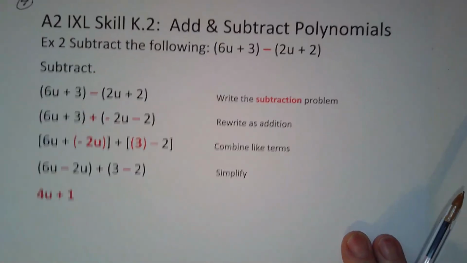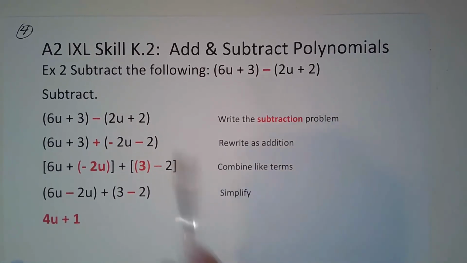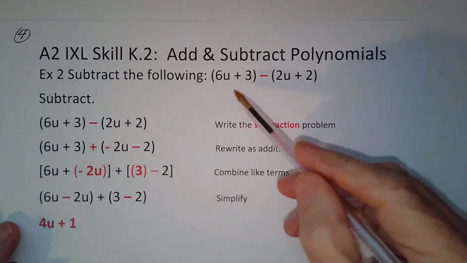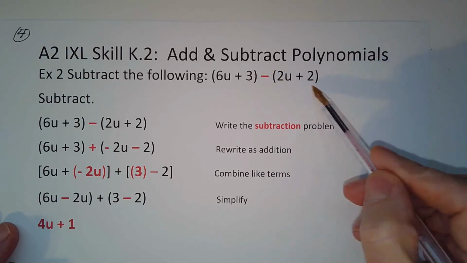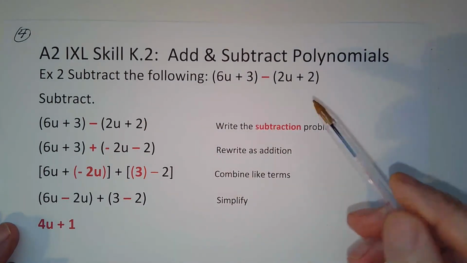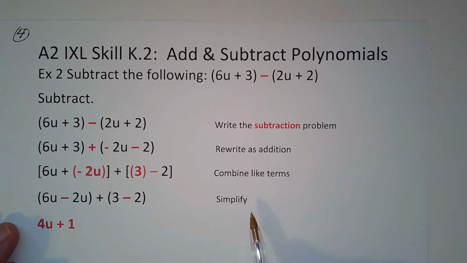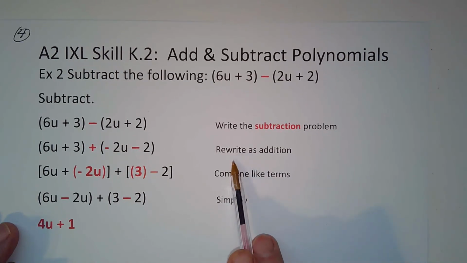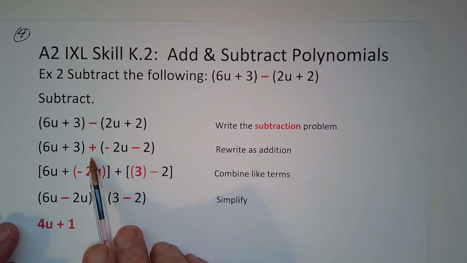So let's look at our last page, and obviously this is going quite fast, but this time we're going to look at subtraction. So we want to subtract 6u plus 3, and here it is being subtracted from 2u plus 2. Okay? So I just brought that down. You're writing the subtraction problem, and I wrote it right here. Okay, so now we want to rewrite this problem up here as an addition problem. So we want this to change from subtraction to addition, which I did here.